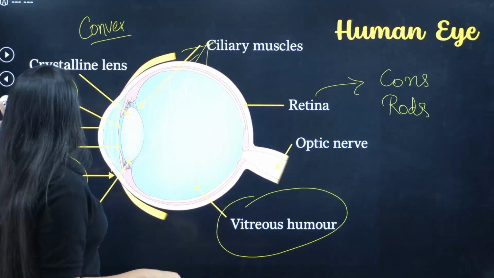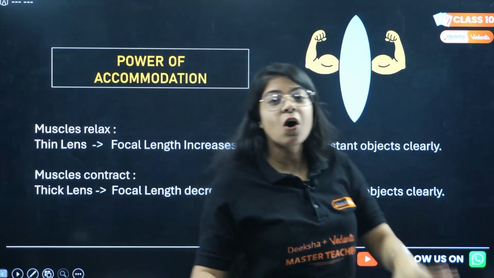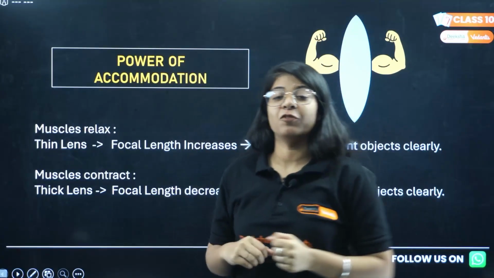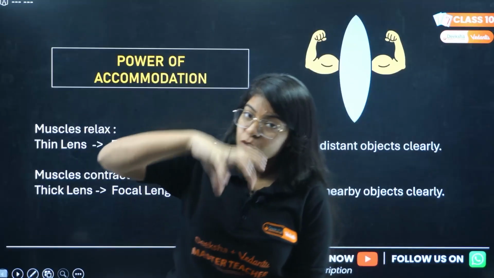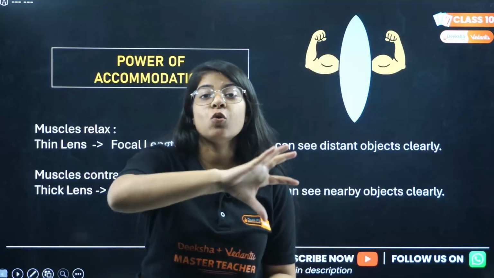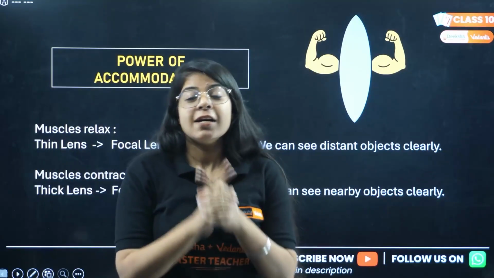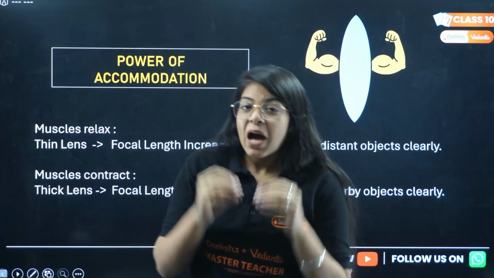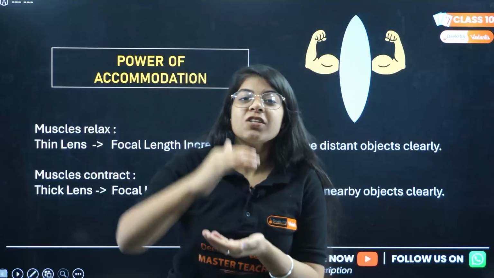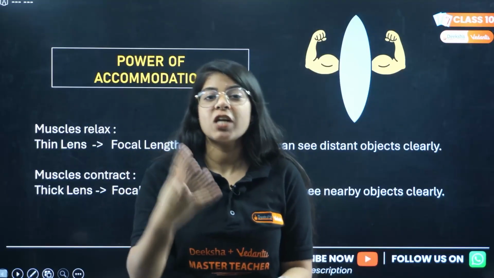Next we have the power of accommodation. Now your eye lens is very smart, very powerful. I told you about those muscles, right? So we have to see what happens when those muscles relax, and whether the eye lens contracts or relaxes. That is what we are going to study. Power of accommodation is the power of the eye lens to change its focal length.